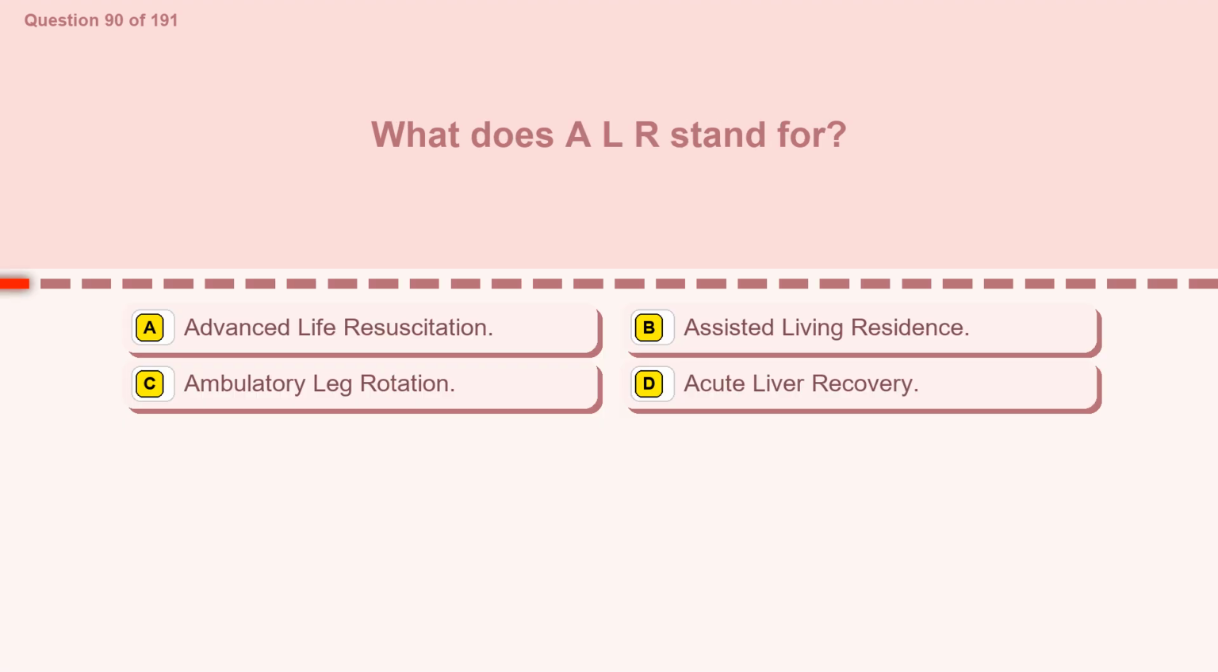Question 90. What does ALR stand for? Option A. Advanced Life Resuscitation. Option B. Assisted Living Residence. Option C. Ambulatory leg rotation. Option D. Acute liver recovery.